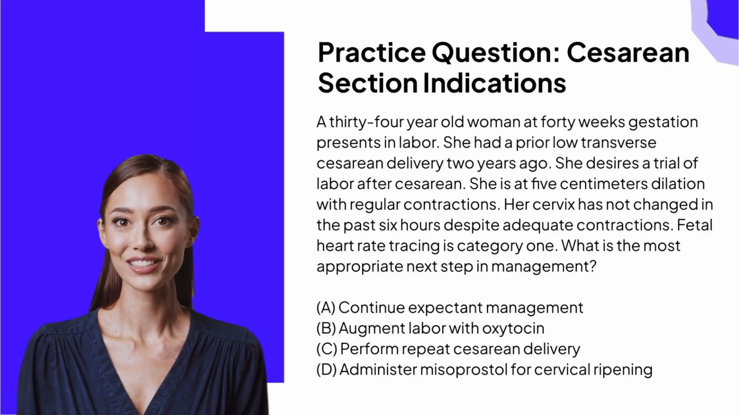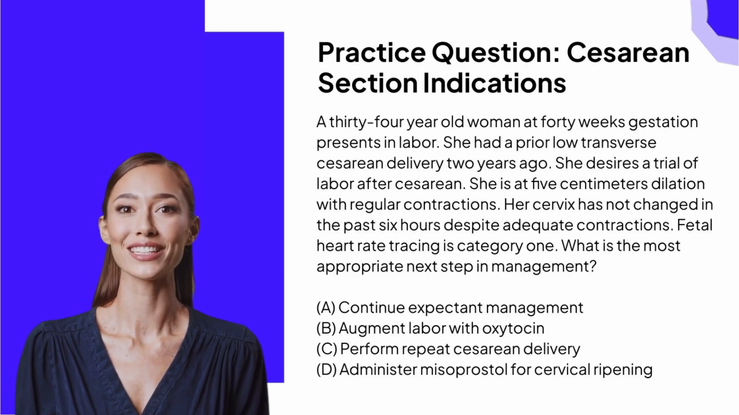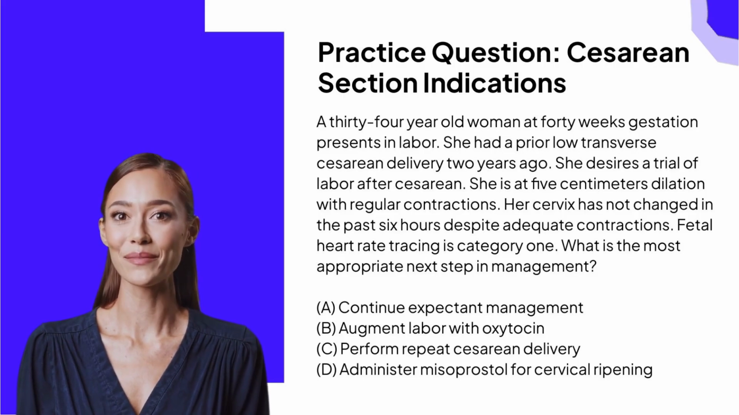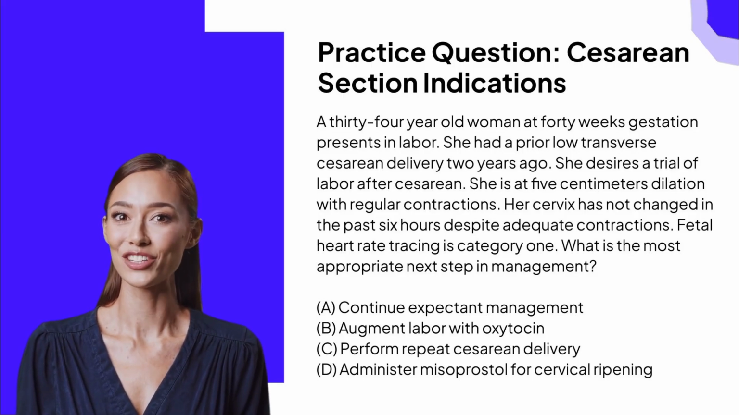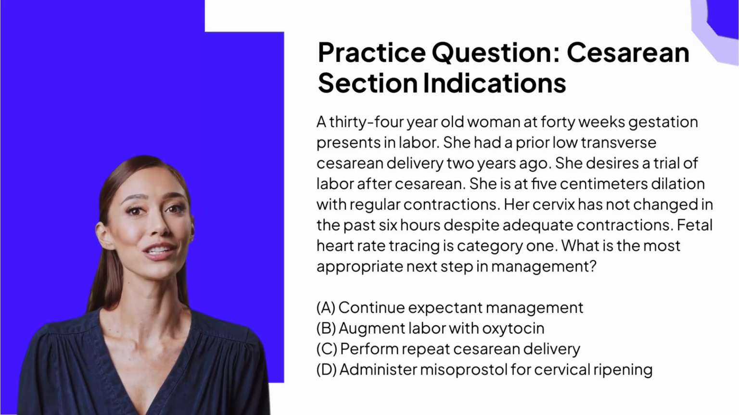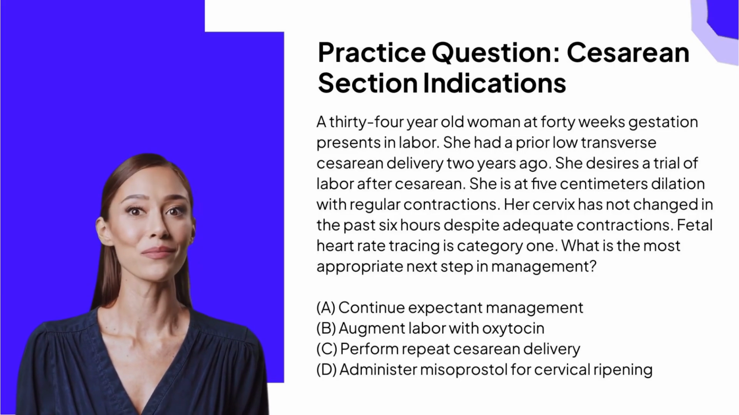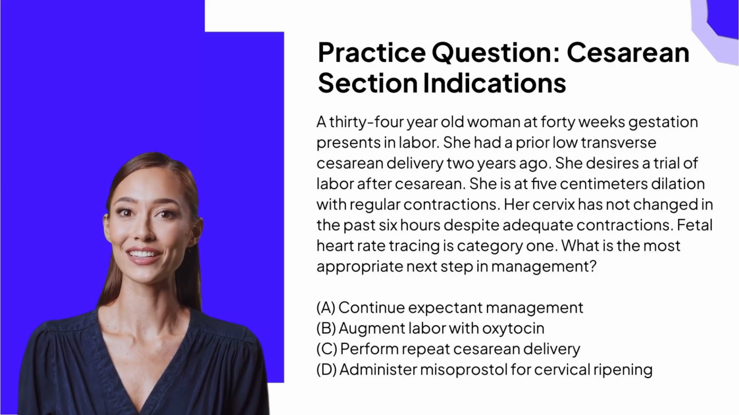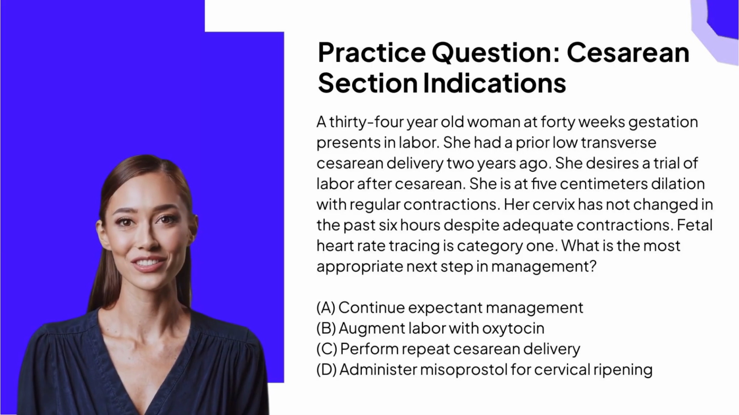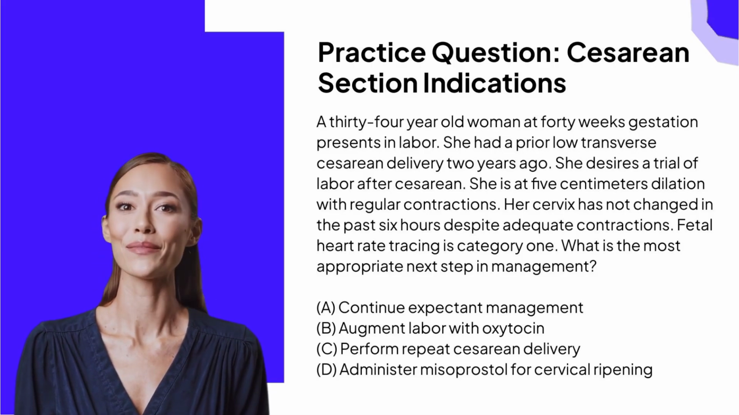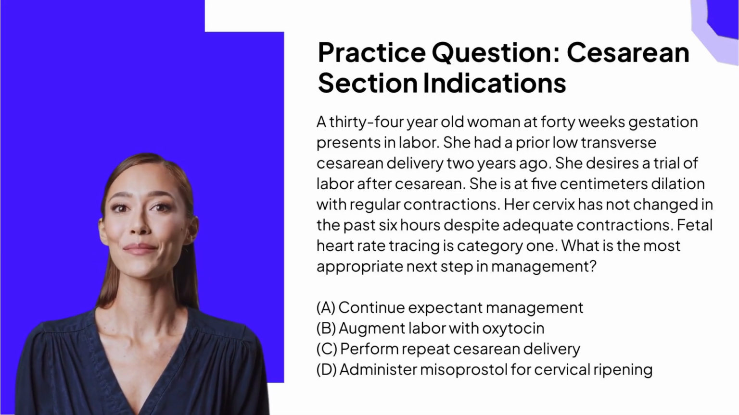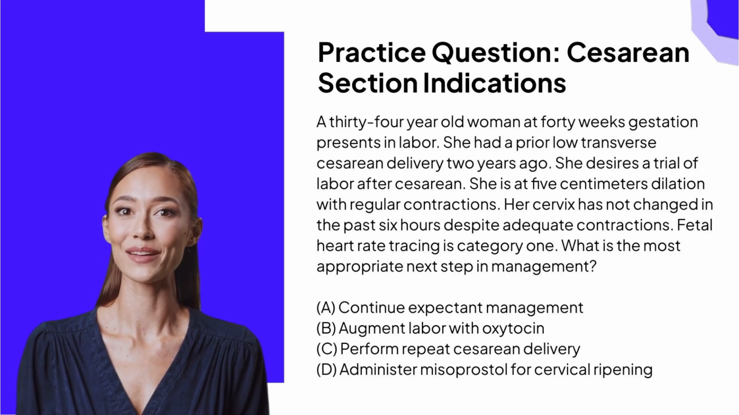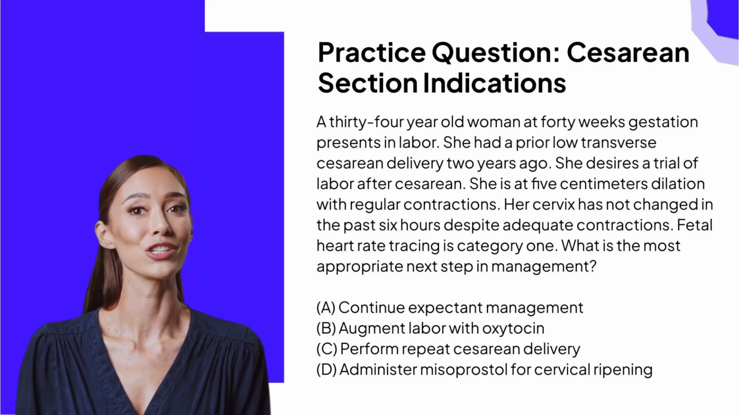Here is our third practice question, and this one tests cesarean section indications. We have a 34-year-old woman at 40 weeks who had a prior low transverse cesarean delivery 2 years ago. She wants a trial of labor after cesarean. She is at 5 centimeters with regular contractions, but the cervix has not changed in 6 hours despite adequate contractions. The fetal tracing is reassuring. Think about what the best next step is, keeping in mind her surgical history.